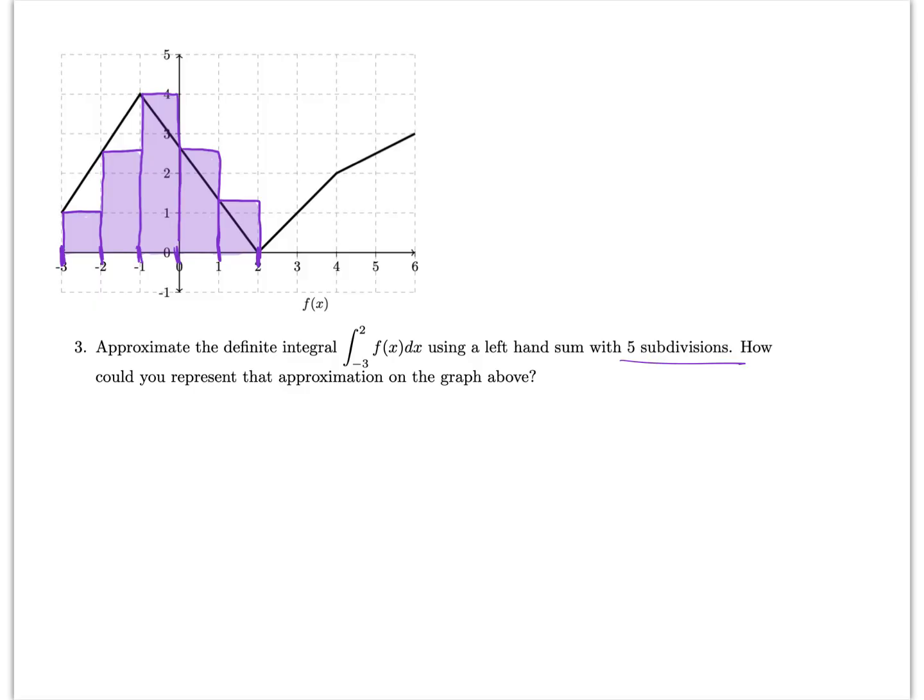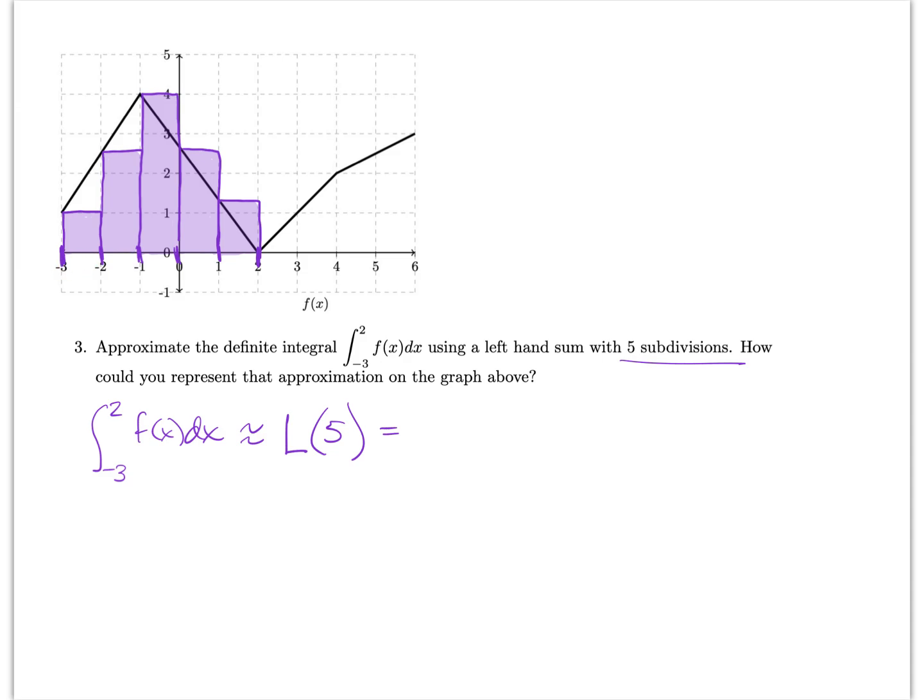So I've represented this estimate on the graph by drawing the rectangles. Now I'm just going to calculate my estimate by finding the area of those rectangles and adding them up. So I'm looking at the integral from -3 to 2 of f of x dx. I'm going to approximate that with a left-hand sum with 5 subdivisions. And that is just the sum of the areas of the rectangles I drew.